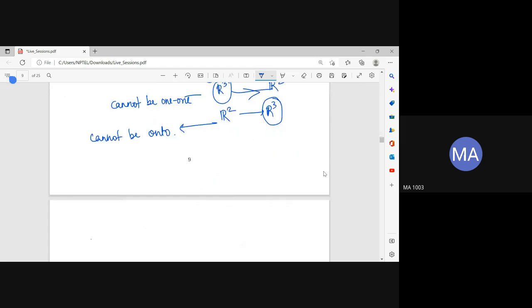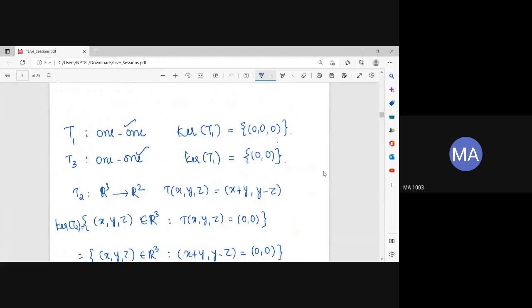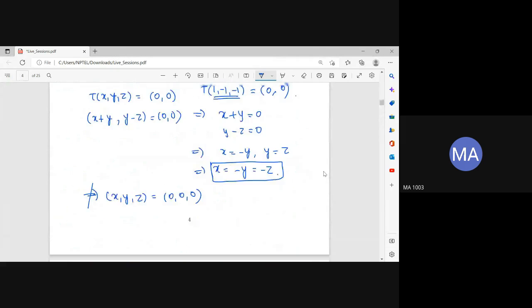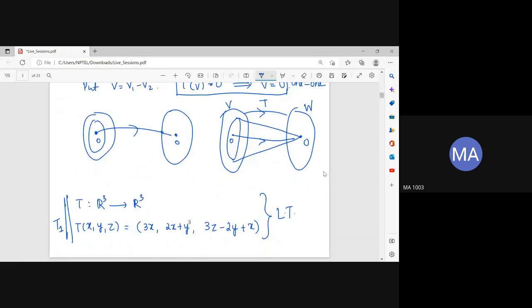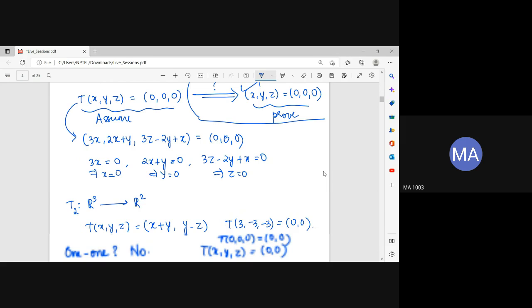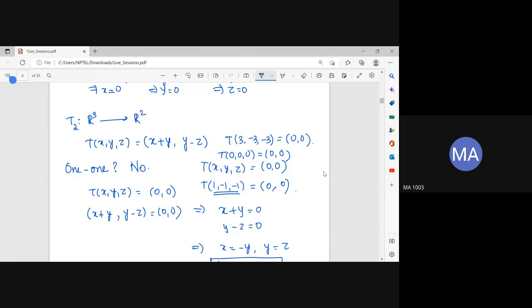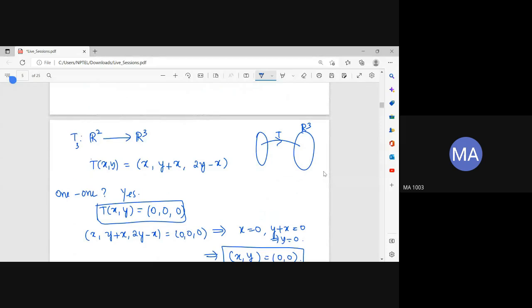Okay, fine. So let's check what is onto. Let's go back to the same 3 linear transformations, T1, T2 and T3. T1 was this. How will I check whether this linear transformation is onto? By rank nullity theorem you can do it, but otherwise. Now we don't know what is rank nullity theorem.